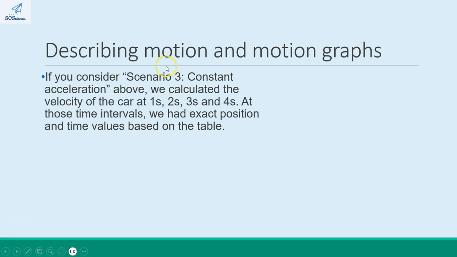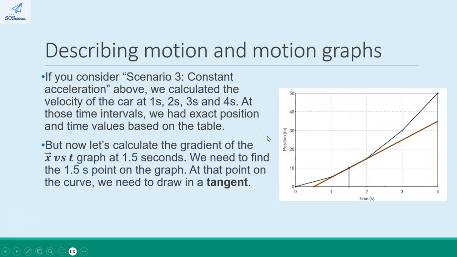So if we consider scenario 3, we calculated the velocity of the car at 1, 2, 3, and 4 seconds because we had the exact positions of the car at those time intervals. But now let's calculate the gradient of the x versus t graph at 1.5 seconds. We need to find this 1.5 second point, and then we need to draw a tangent.